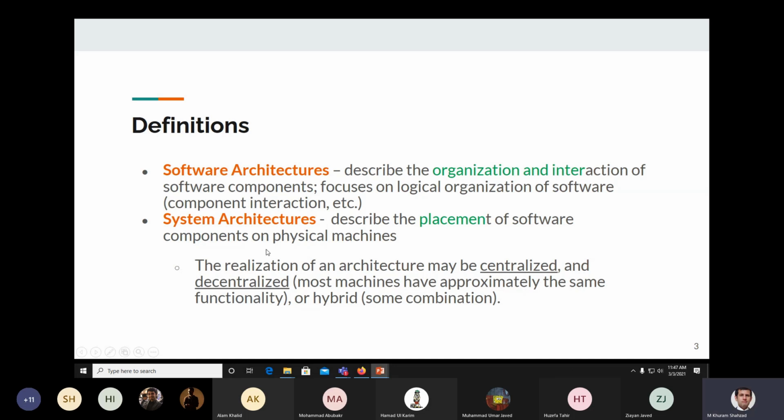Then system architecture is talking about the placement of software components on physical machines. So do you know the difference now, right? Is this clear?